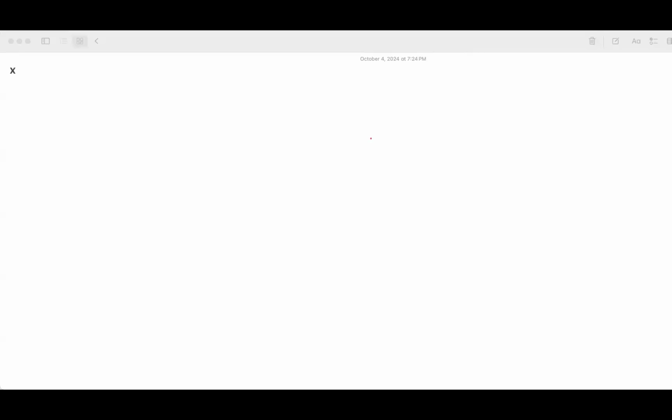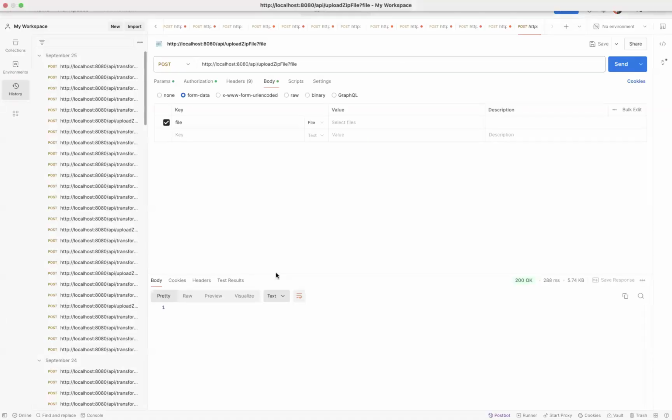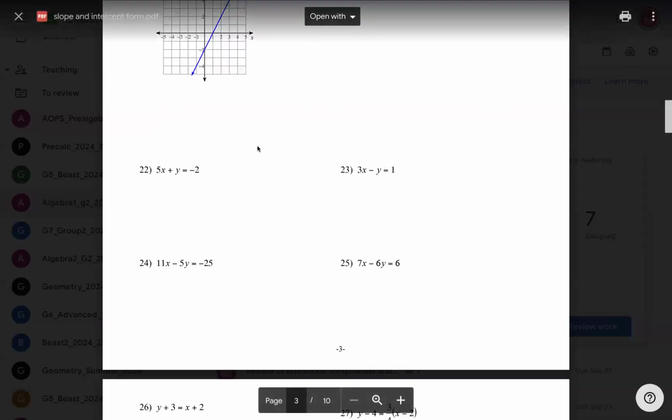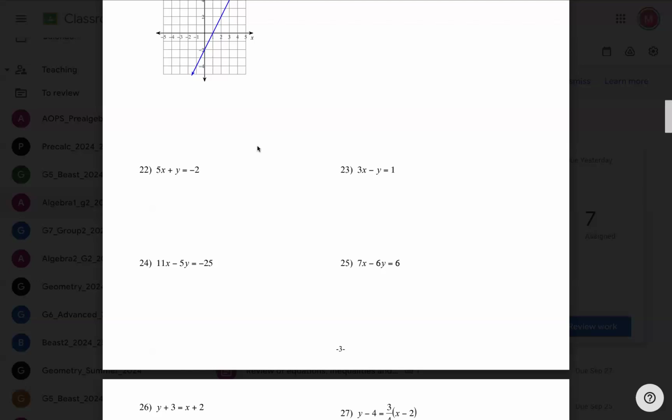Okay, how about this? Which one do you want me to do? 22. What is asked? What is the slope-intercept form of this equation? Can I ask one of you to do it on the board? Is it possible? Can one of you do it on the board? Yeah, please.